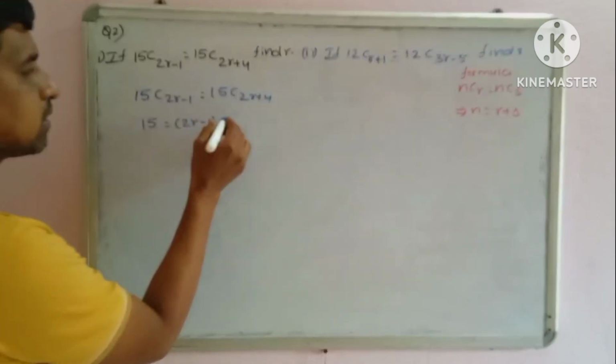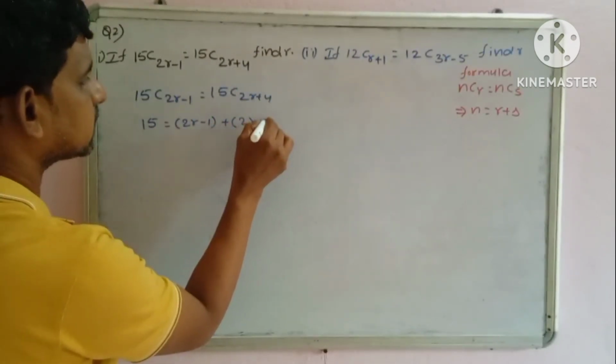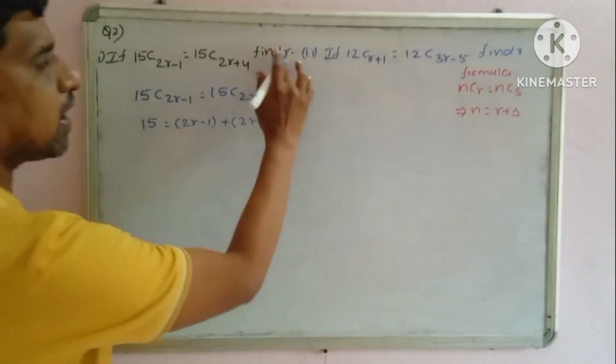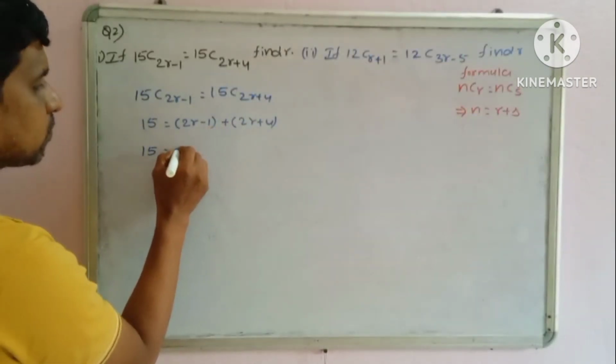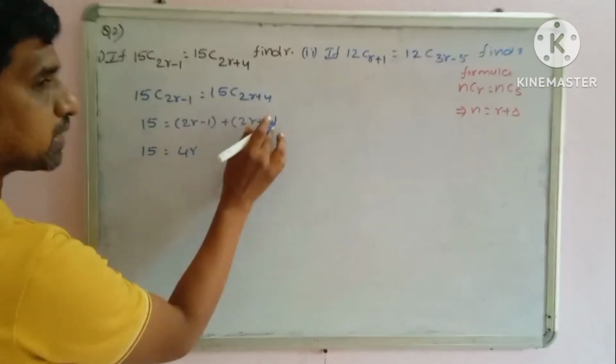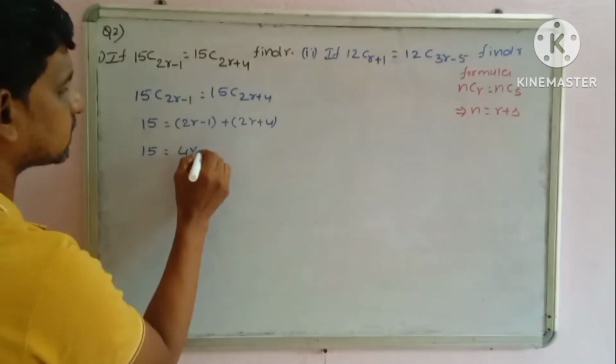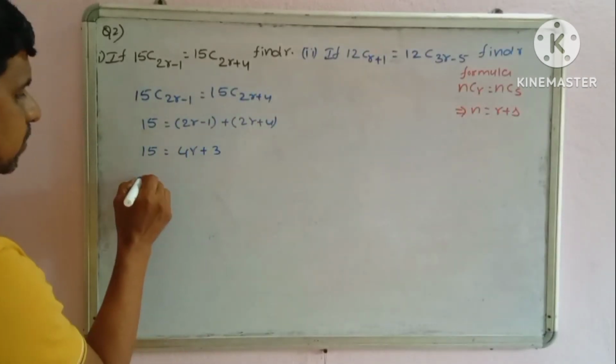Now, r minus 1 plus r plus 4. Now find the value of r. So 15 equals 2r plus 2r is 4r, minus 1 plus 4 is plus 3.